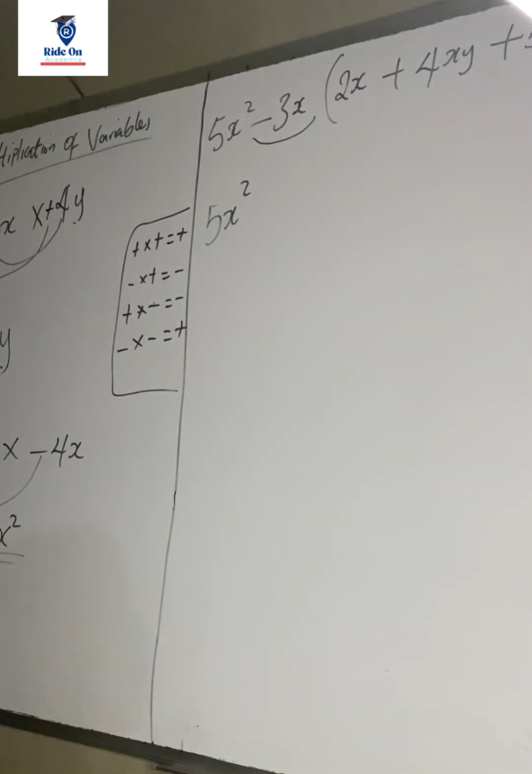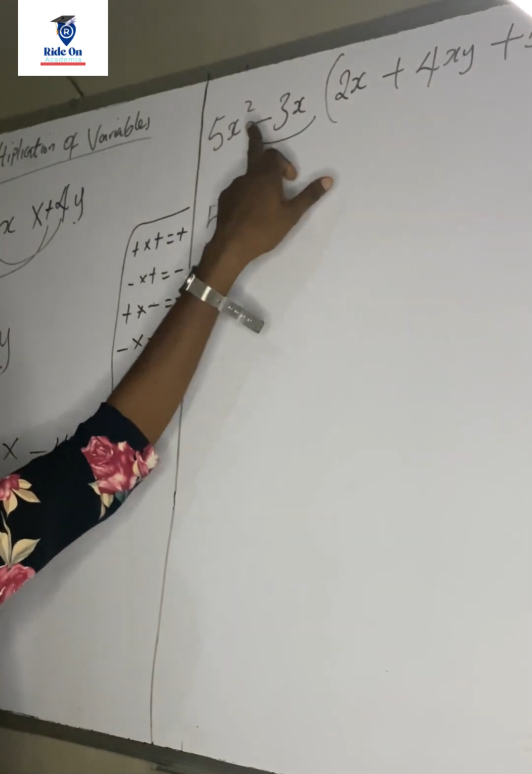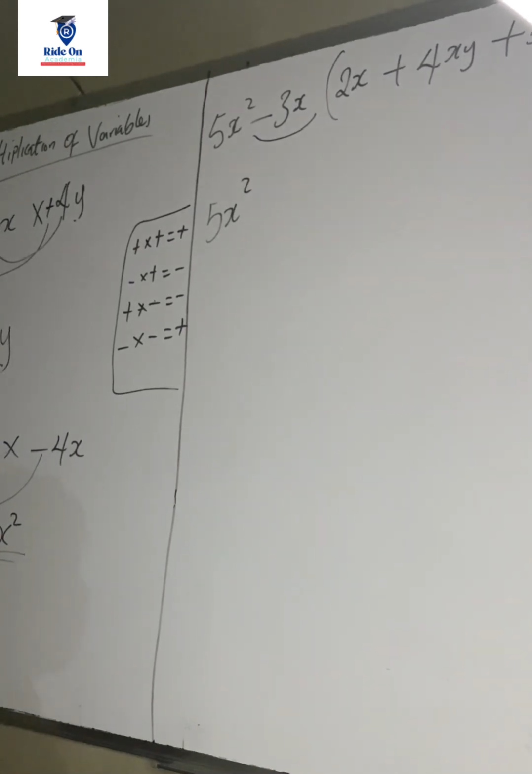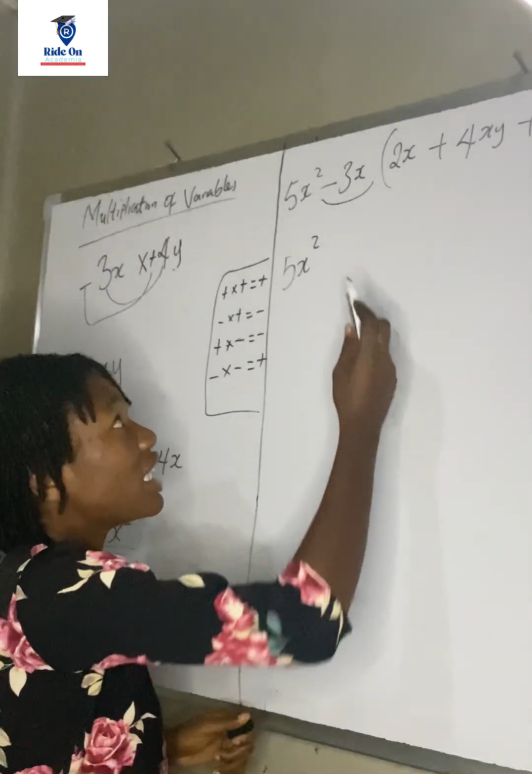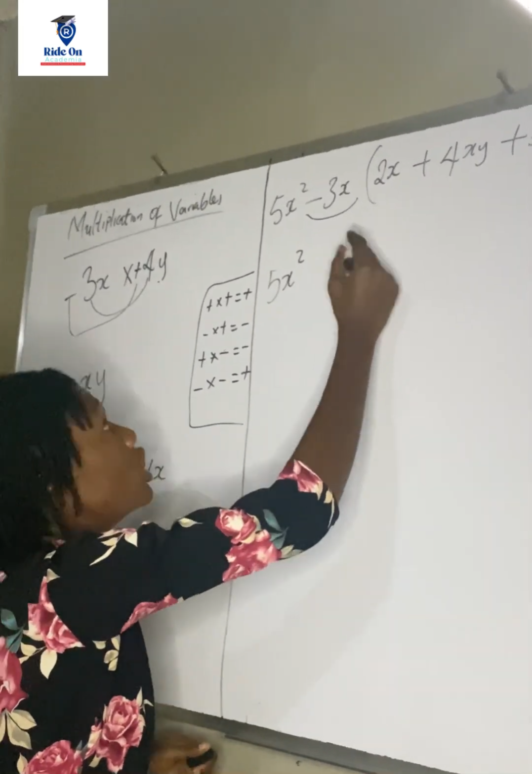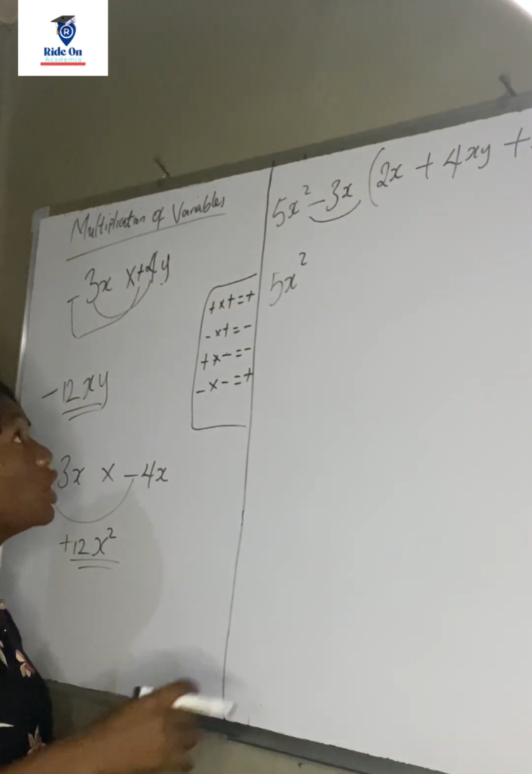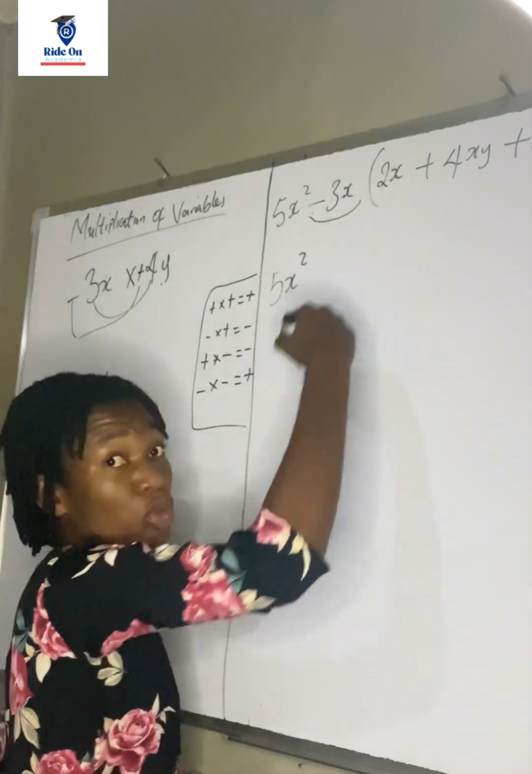So it means we need to use minus 3x to expand the bracket, right? We're going to be multiplying everything in the entire bracket by minus 3x. So in multiplying, like I said, we start with the sign. The sign here is minus. The sign here, which is invisible, is plus.